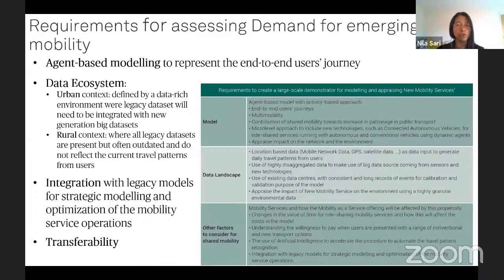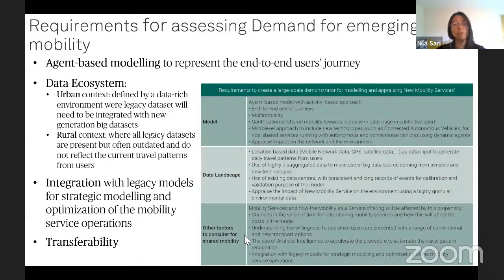And the next important aspect is the requirement of very rich, large data ecosystem that comes from new generation of big data sets, such as mobile network data, and its integration with traditional data sets, for example, census data. At the early stage of utilizing this new type of methodology, we need to be able to integrate this new method with our existing traditional four-stage transport models. The methodology developed by Catapult in this project needs to be transferable so others can develop similar models for other applications.